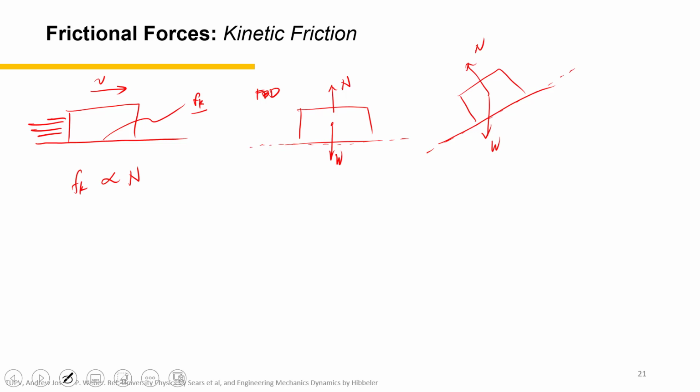Experimentally, it was found that the kinetic friction force is proportional to the magnitude of the normal force, meaning that their relationship is simple, just on average linear. If this is, for instance, Fk, and this is the normal force, then the relationship is just linear.